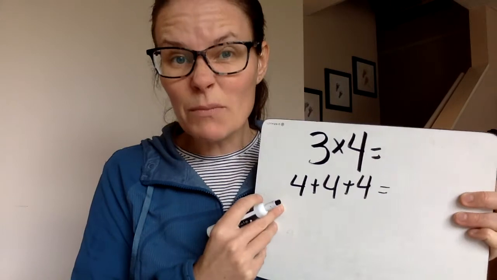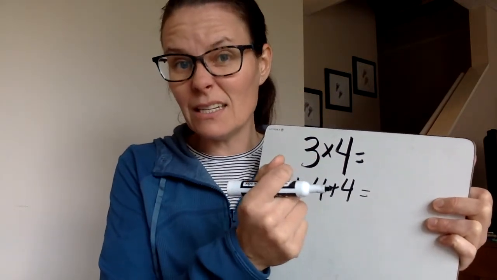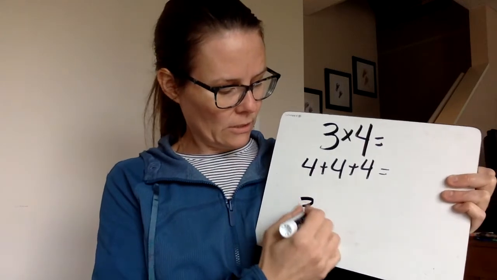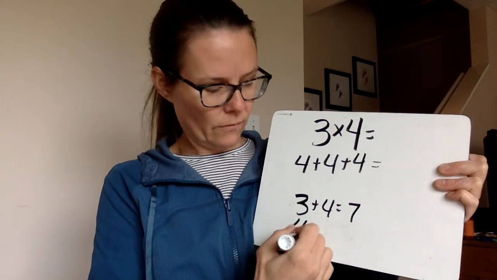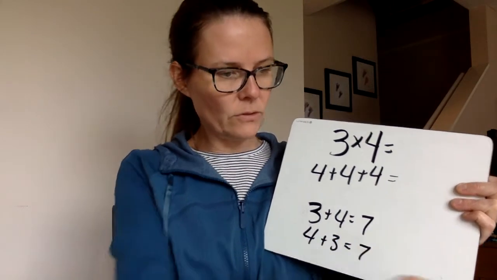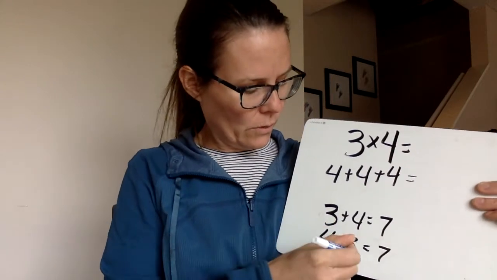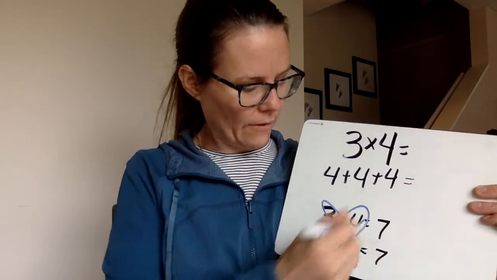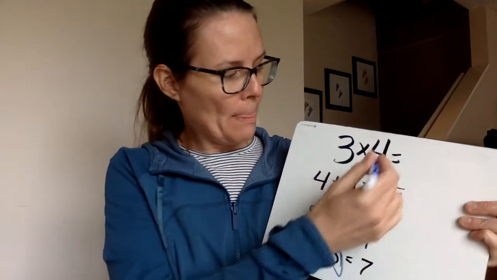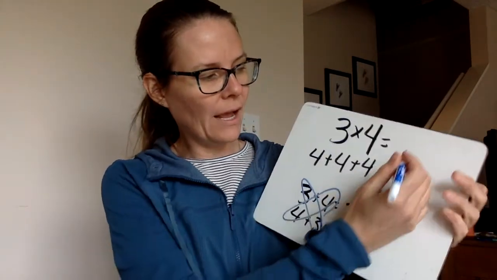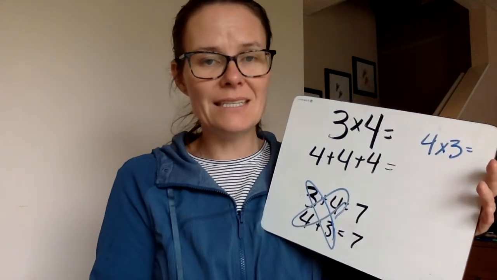The cool thing about multiplication is you can actually do the switcheroo on it just like you can in addition. So when we say in addition that 3 plus 4 equals 7, we can also say 4 plus 3 equals 7. Remember those switcheroos that we talked about? Long time ago, okay, those related facts. In multiplication, it's the same thing. I can say 3 times 4. I can also say 4 times 3. It's going to give me the same answer.